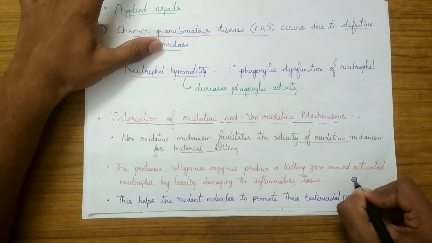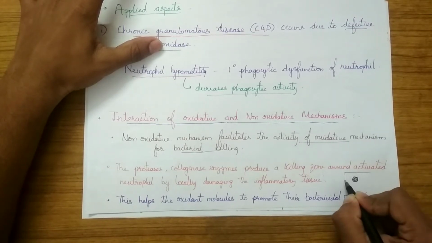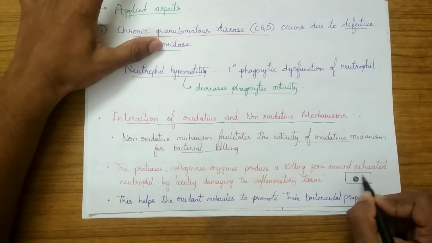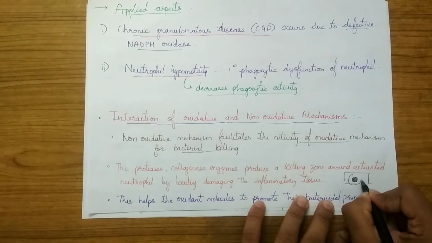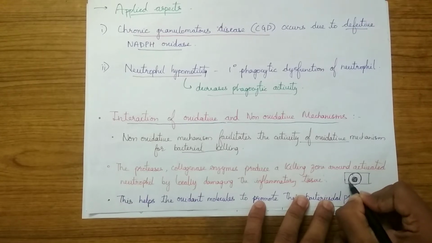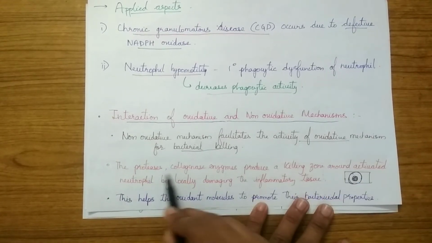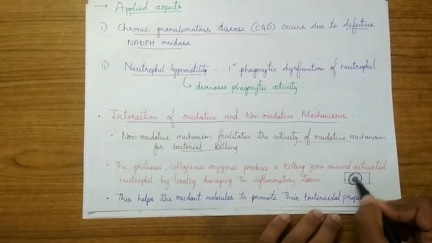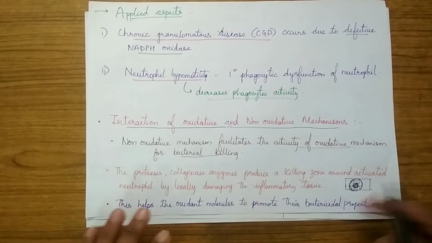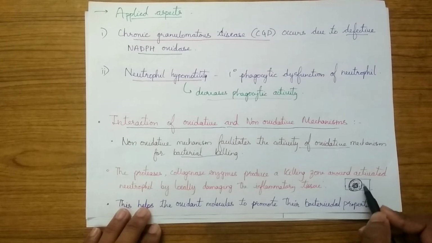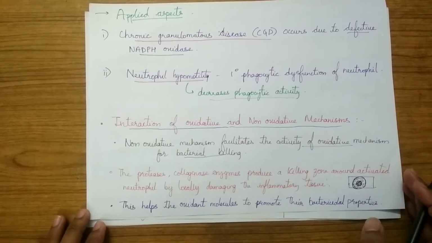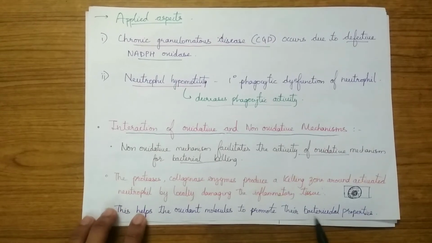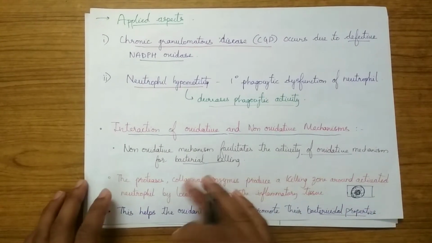like there is an activated neutrophil and these are the surrounding tissues, and the killing zone is produced around the activated neutrophil by the proteases and collagenase enzymes. This is the killing zone, and in this zone the oxygen metabolites are more and the oxidative mechanism will be enhanced. This helps the oxidant molecules to promote their bactericidal properties. So they run both hand in hand and enhance the process of killing.